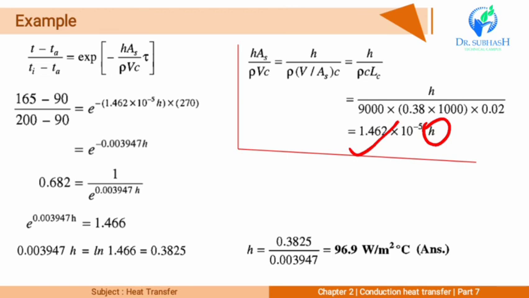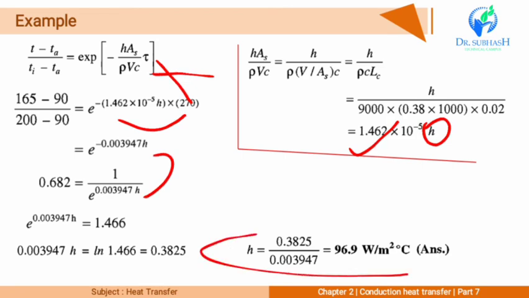Now putting this value here, T is equal to 165, Ta is equal to 90, and Ti is equal to 200, so (165 minus 90) divided by (200 minus 90) is equal to e raised to minus 1.462 into 10 raised to minus 5 into h multiplied by time 270 seconds. By multiplication we get e raised to minus 0.003947 into h. For the negative power, converting that, 0.682 is equal to 1 upon e raised to 0.003947 into h. So finally we get the value of h, which is equal to 96.9 watt per meter square degree centigrade, our answer.